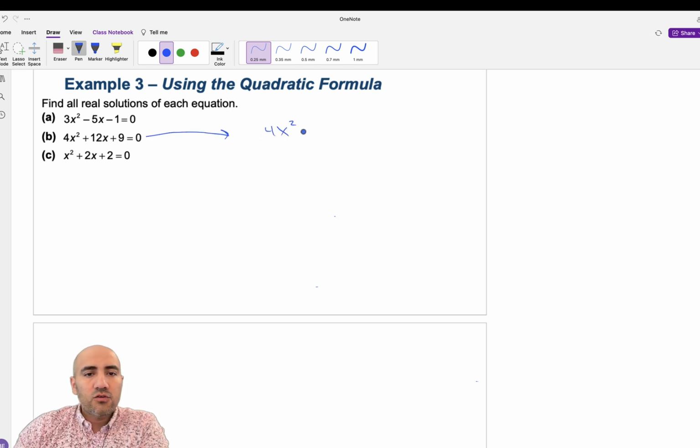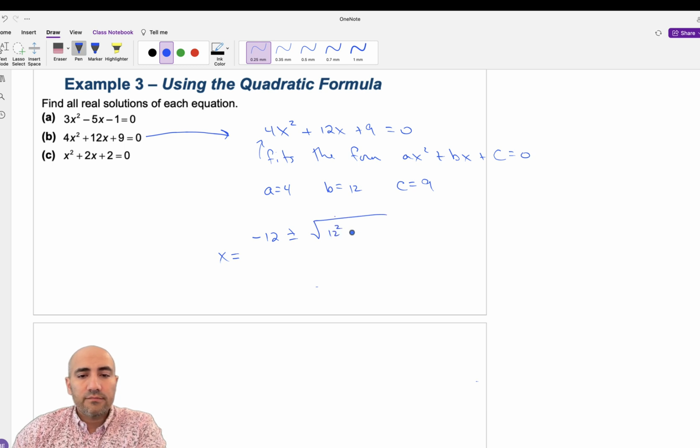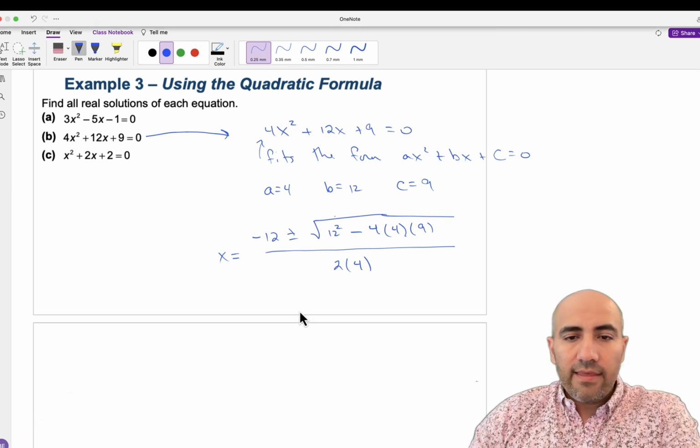We have 4x squared plus 12x plus 9 equal to 0. And now this fits the form where a equals 4, b equals 12, and c equals 9. So we use our quadratic formula and say that x must be equal to negative 12 plus or minus the square root of 12 squared minus 4 times 4 times 9, over 2 times 4. And then we go ahead and simplify it.